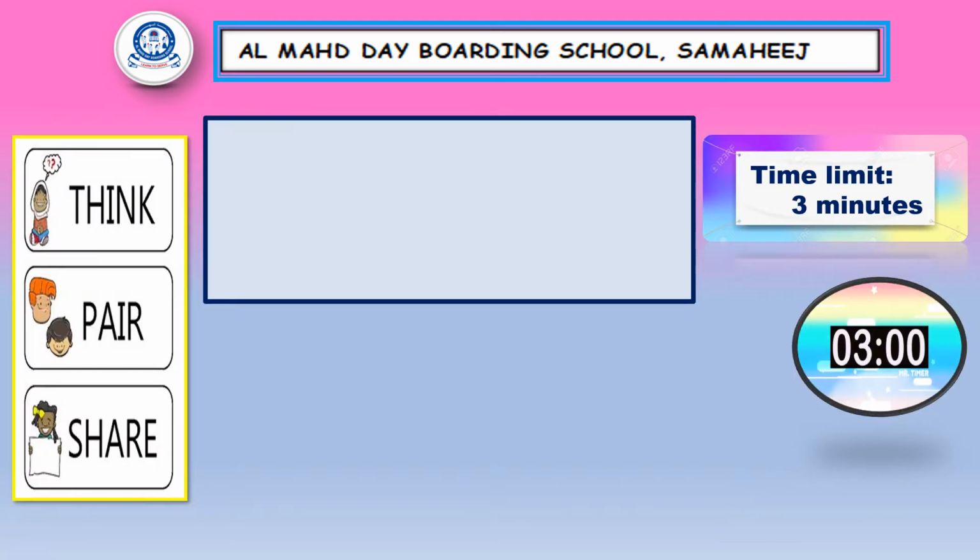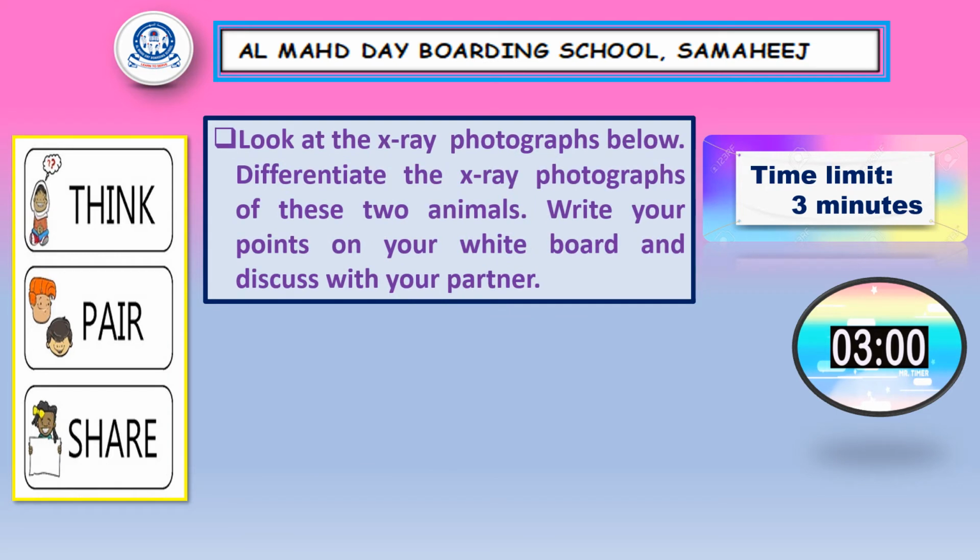For this activity, think, pair, and share, you're going to work with your partner. You're going to look at the X-ray photographs below. Differentiate the X-ray photographs of these two animals. Write your points on your whiteboard and discuss with your partner.